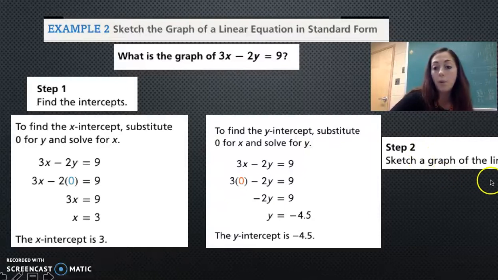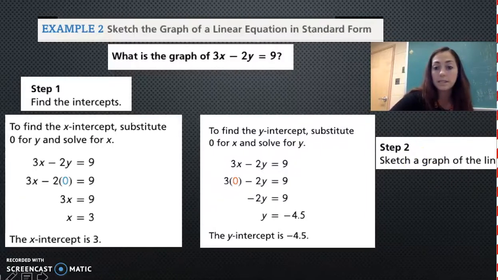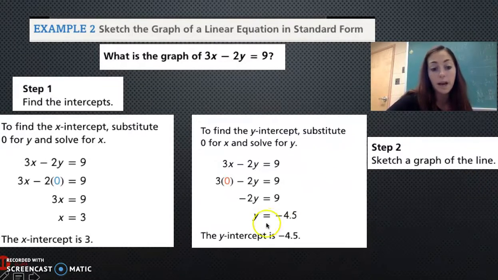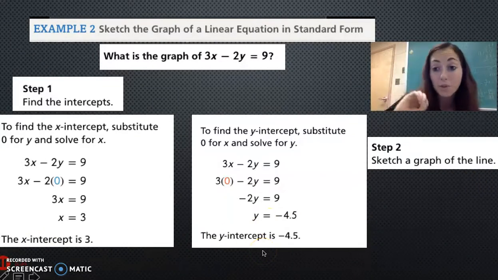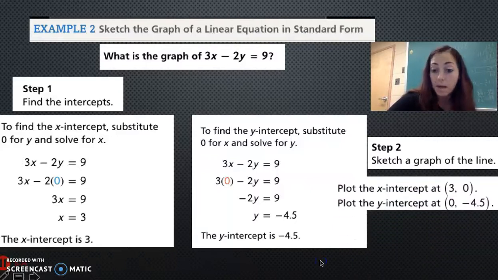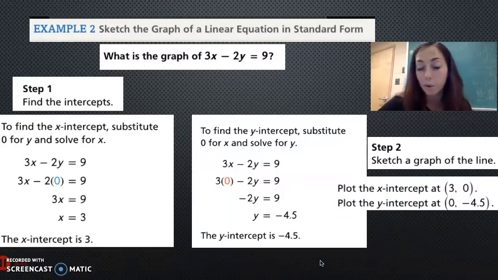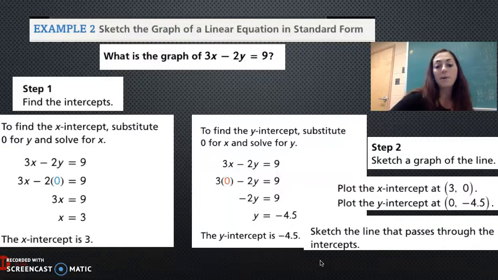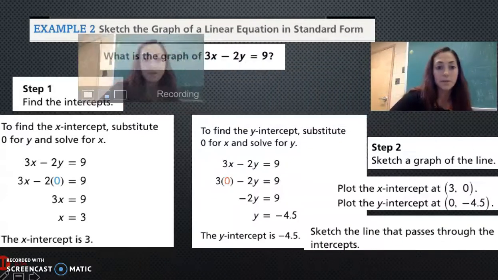So the y-intercept is negative 4.5. Now, remember, our point here, why we were doing this, was to sketch a graph. So we're going to sketch the graph of the line now. All we've got to do is plug in those 2 points, draw a line. So sweet. The 2 points that we have here: our x-intercept point is (3, 0), and the y-intercept point is (0, negative 4.5). Make sure you always write the coordinates. Make sure you write the point with the 0 in the y for the x-intercept and 0 in the x for the y-intercept.